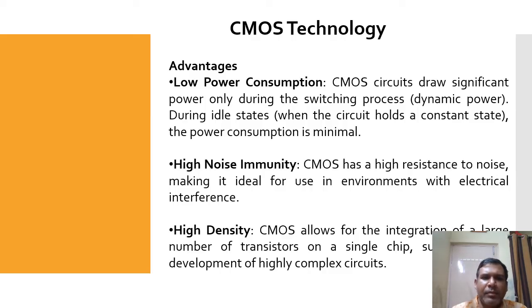and high density. CMOS allows for the integration of a large number of transistors on a single chip, supporting the development of highly complex circuits. The main feature of CMOS circuits is that CMOS is scalable, meaning it can be miniaturized in size, not like BJT. In the BJT process, if we want to reduce the BJT structure, that is a difficult and complex process.